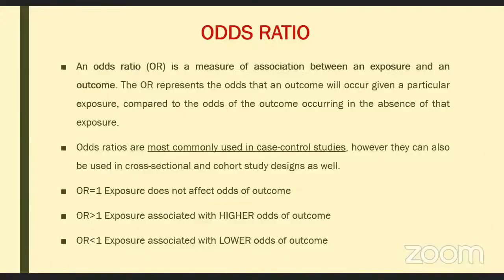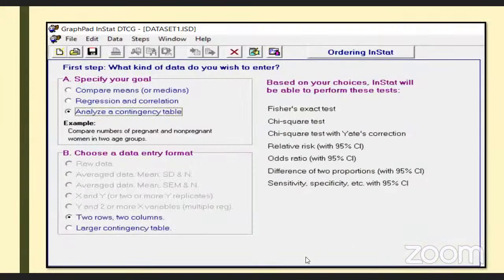You can have two rows and two groups, or you can have a larger contingency table also. You can go for Fisher's exact test when you have a 2x2 table, or you can go for larger tables. You can go for the chi-square test.